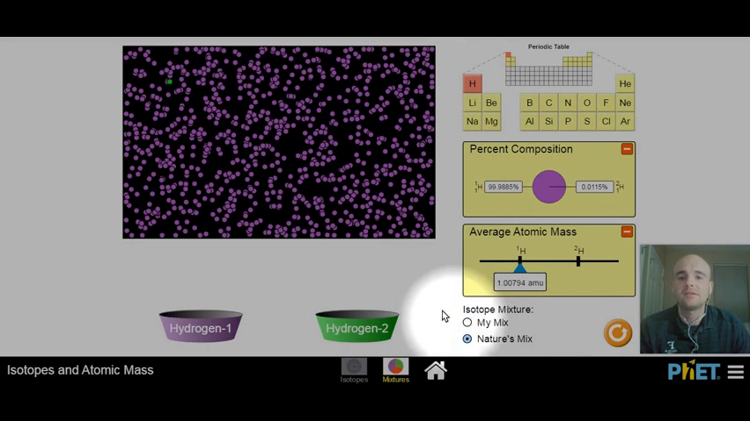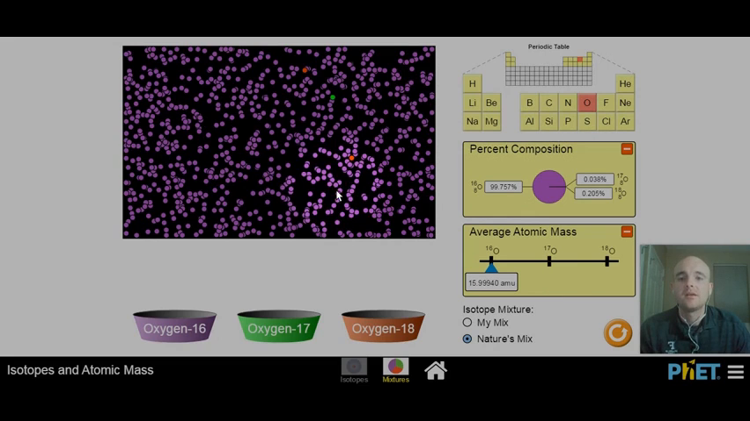If we take a look at what nature's mixture looks like, we notice that very rarely does the hydrogen 2 isotope exist. But if we look at oxygen, the oxygen 16 definitely does reign supreme. Oxygen 18 might show up, and then oxygen 17 even less. And that's where we get these percent compositions.